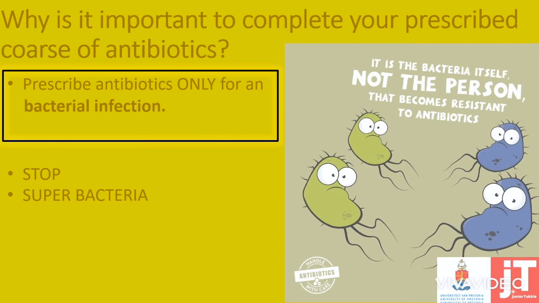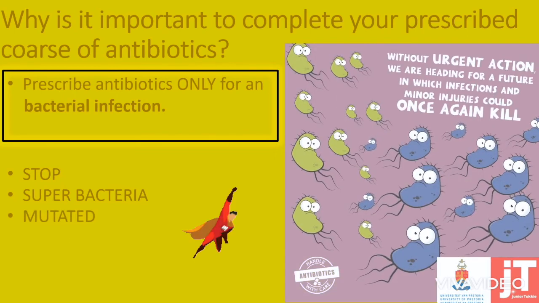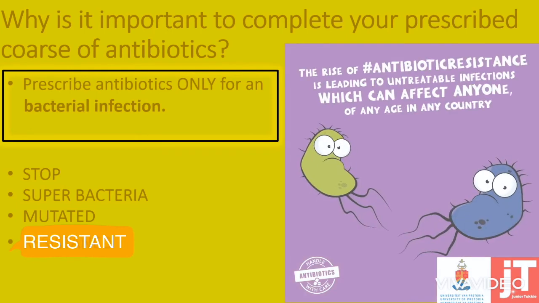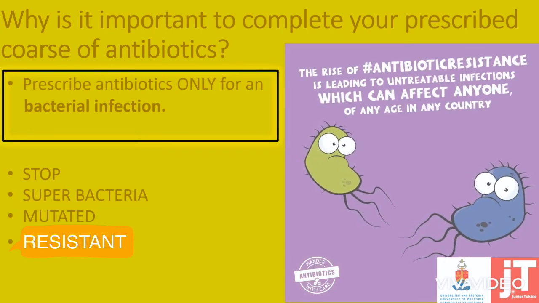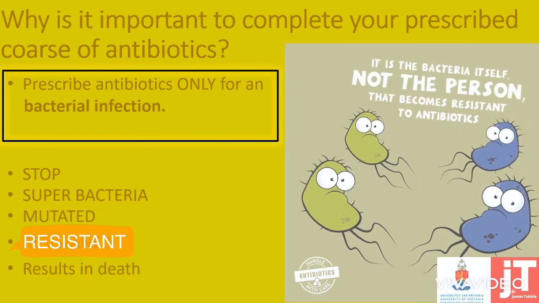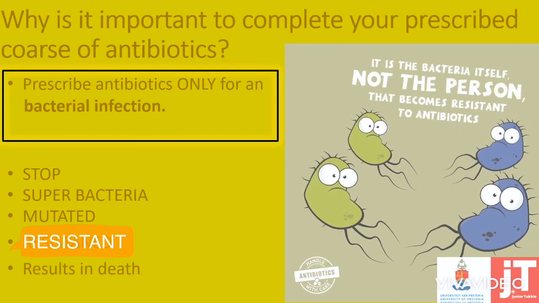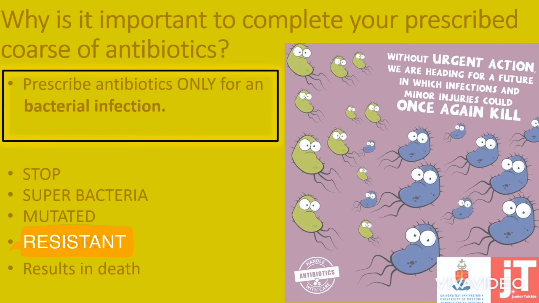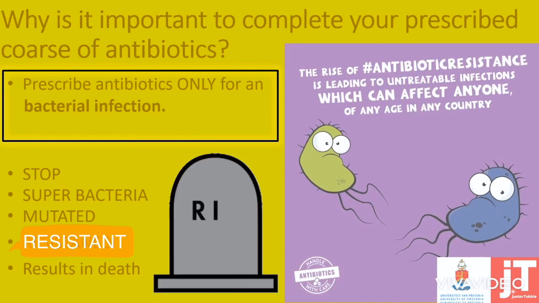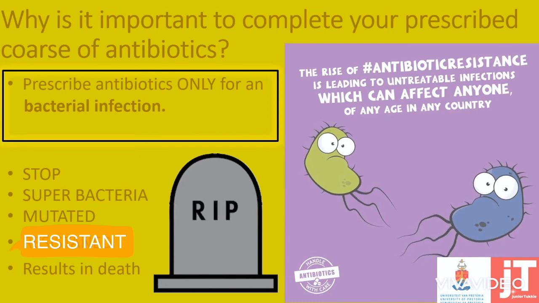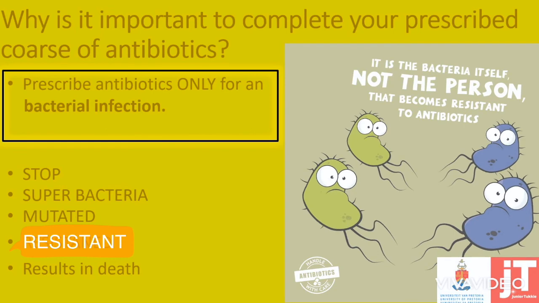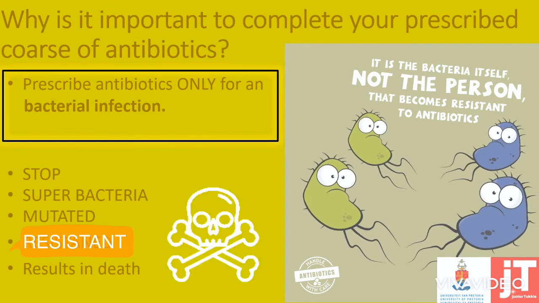The bacteria that are left to survive then create a super bacteria. As it mutated, it changed its genetic information, becoming resistant against the antibiotics. And then we cannot kill this disease anymore. We don't have a cure for this disease anymore, and this may result in death. And this bacteria can then be transferred from one organism to the next, which makes it extremely dangerous.